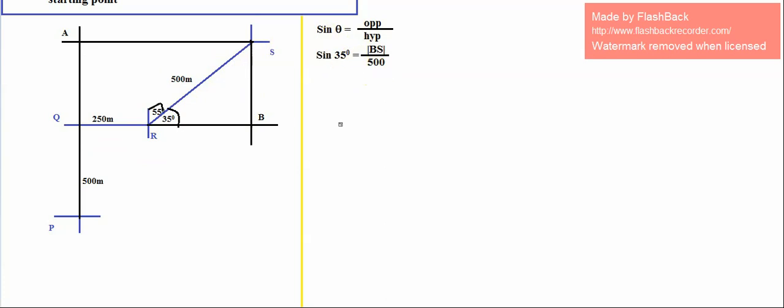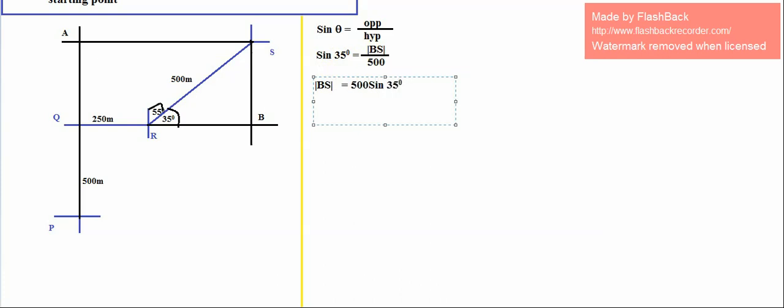So we are going to cross multiply. Our BS will multiply 1, and it's still BS. Remember, the denominator here is 1. So BS will be equal to 500 sine 35.